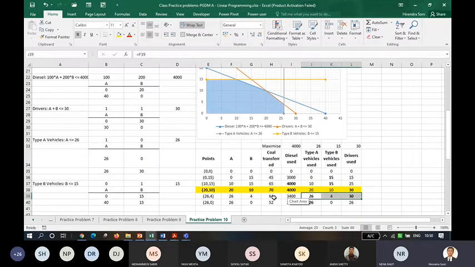Yes, sir. So what we are doing here is looking at the resource utilization at every point. At this juncture, no resources are getting utilized. At this juncture, your 3000 liters of diesel is getting used, whereas all the 15 vehicles of type B are getting used. Correct? And with those 15 vehicles, I am able to transfer a maximum coal of 65 tons. Similarly, on this side, when I am using all type A vehicles and no type B, I am able to transfer coal of 52 tons and my diesel utilization is less.